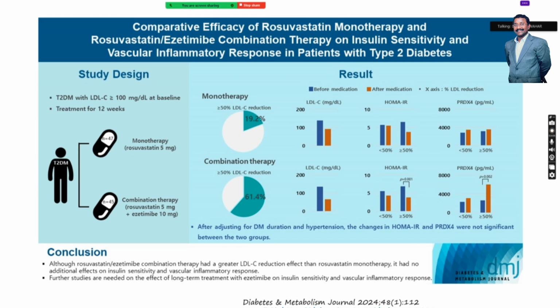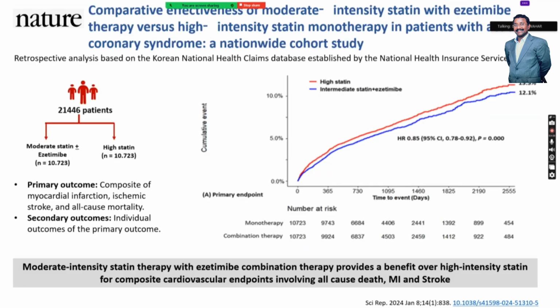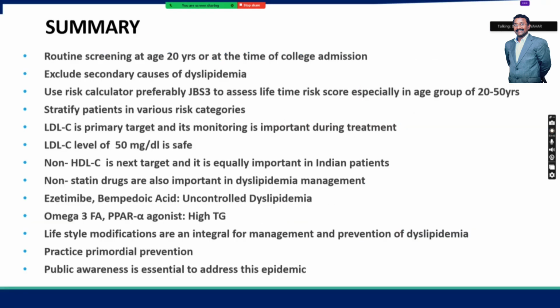So this very important study shows that combination therapy had a greater LDL-C reduction effect than the rosuvastatin monotherapy. So that is the reason for all the diabetic individuals, better to give a combination of the ezetimibe and the rosuvastatin, not only for reducing the LDL-C cholesterol, but also the vascular inflammation, because the common cause of death in diabetes is a vascular event. A combination of rosuvastatin and ezetimibe provided superior reduction in the total cholesterol, triglycerides, LDL-C cholesterol compared to the rosuvastatin monotherapy. So moderate intensity statin therapy with ezetimibe combination provides a benefit over the high intensity statins.